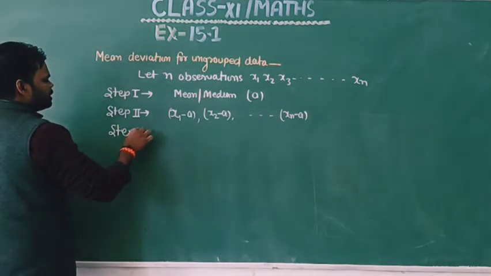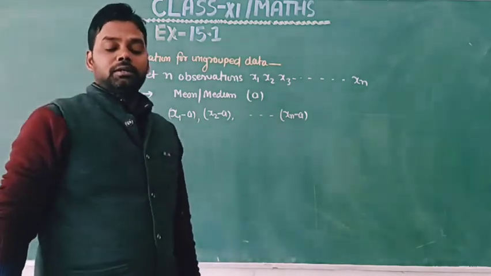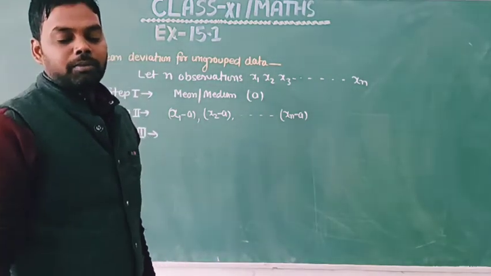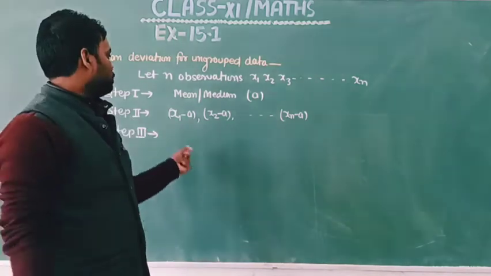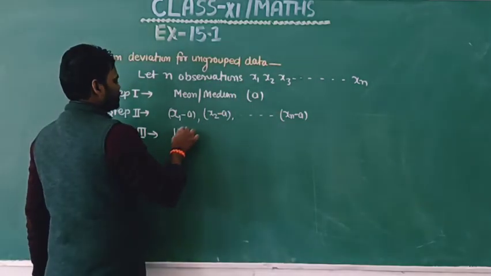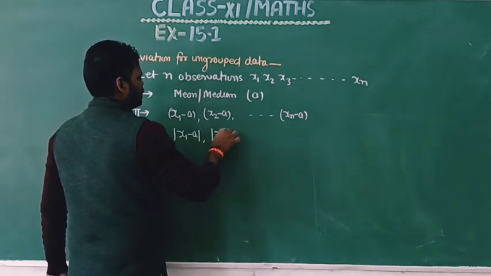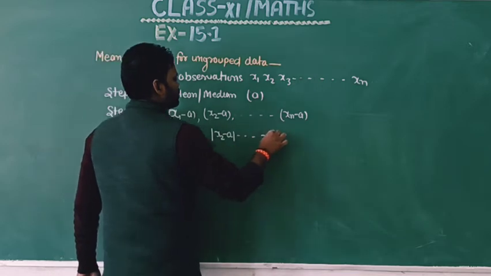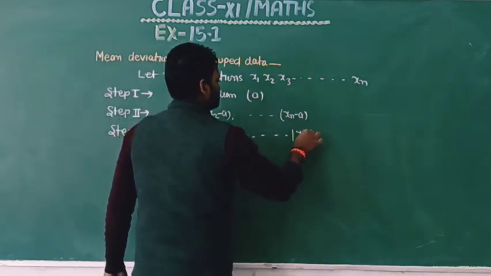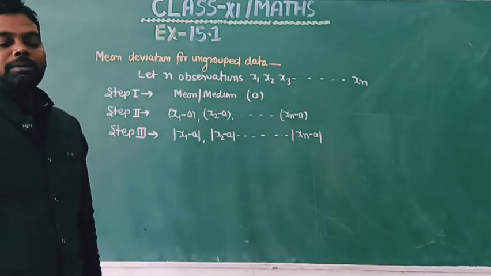In the third step, we find the absolute value of the deviations, that is, the absolute values of x1 minus a, x2 minus a, up to xn minus a.